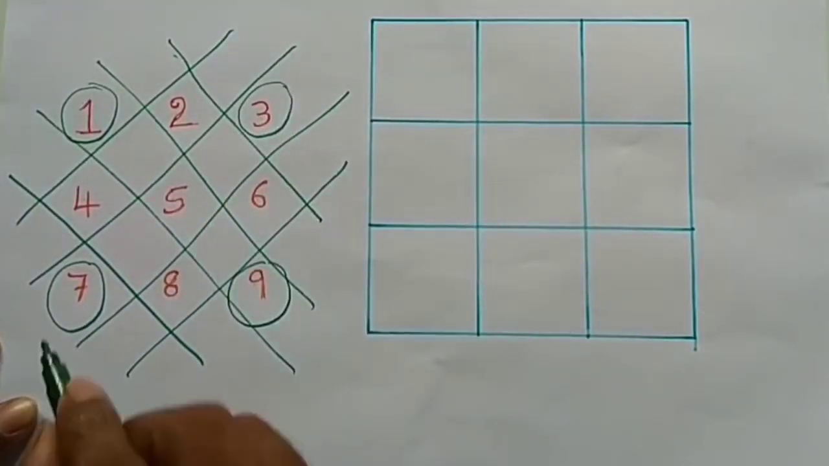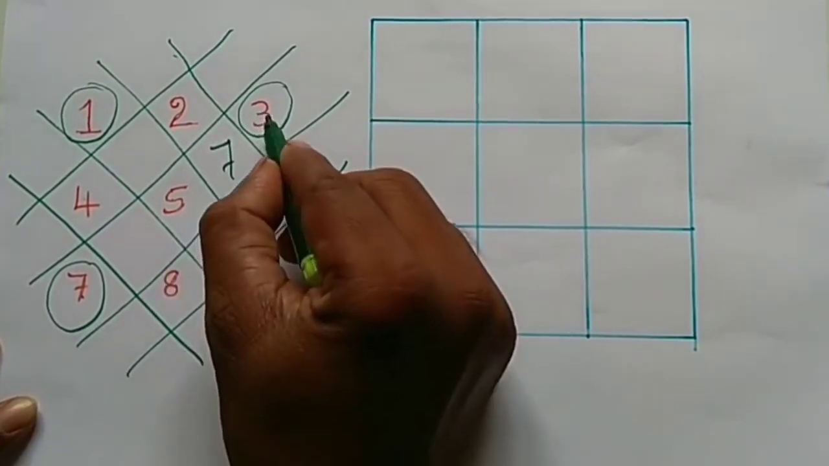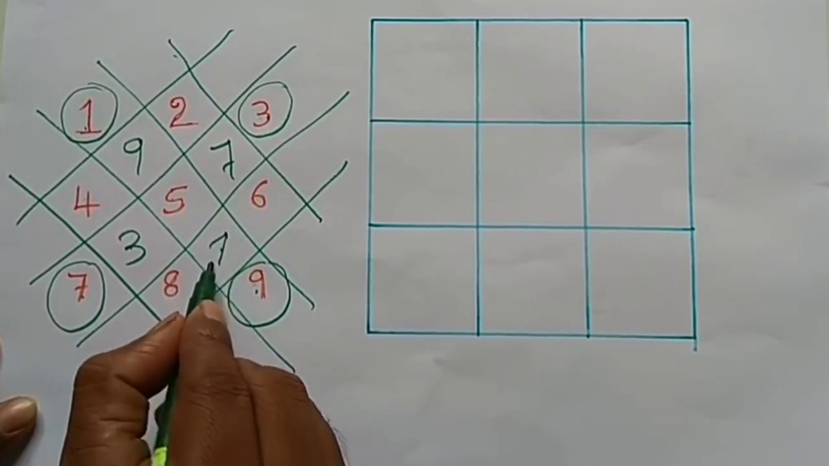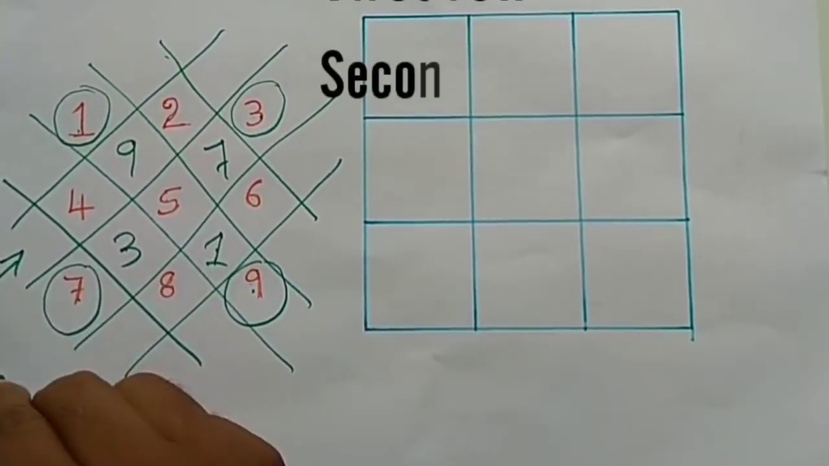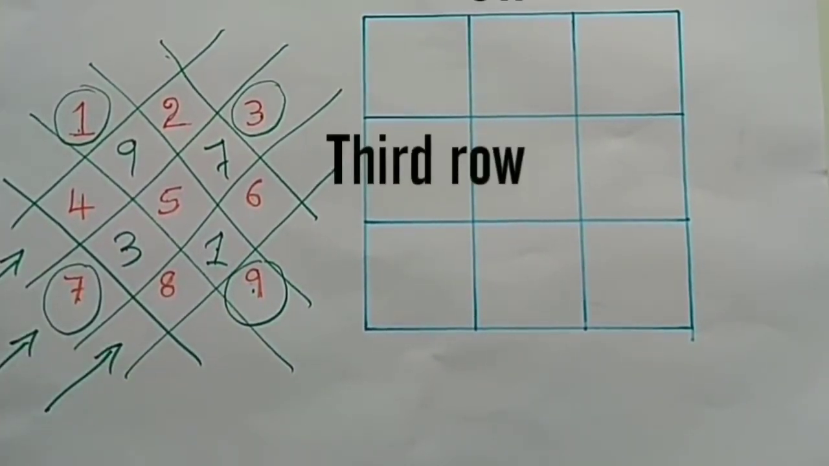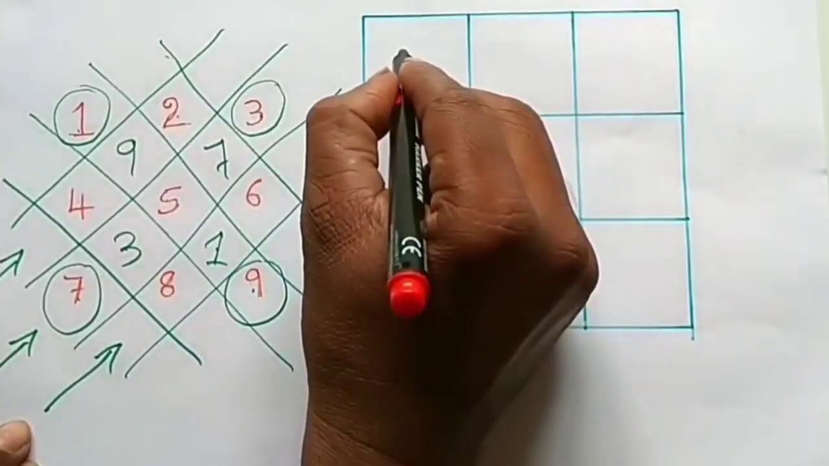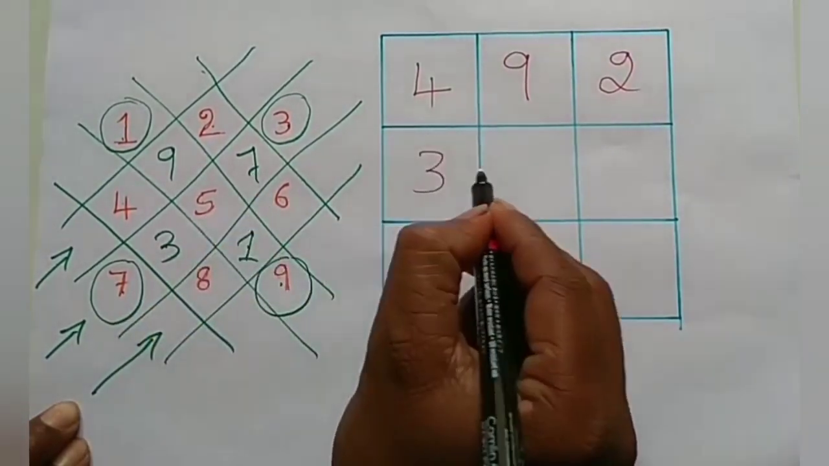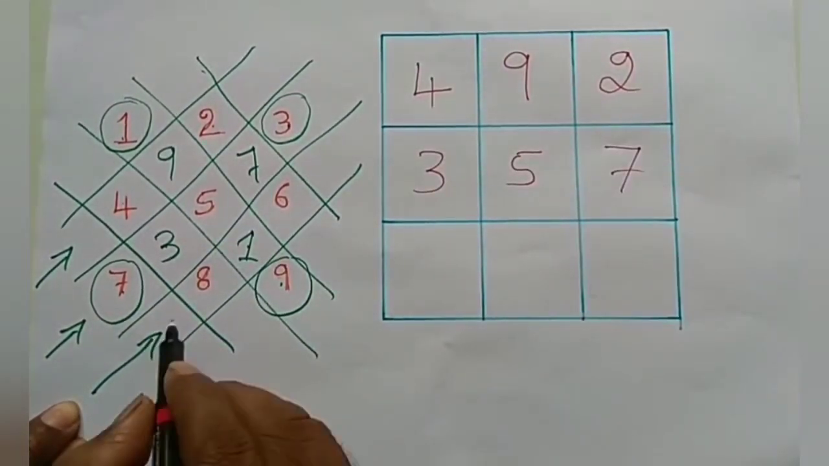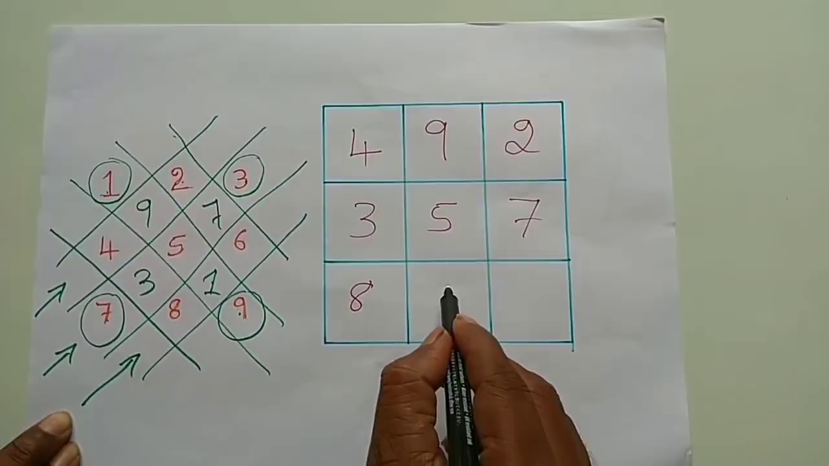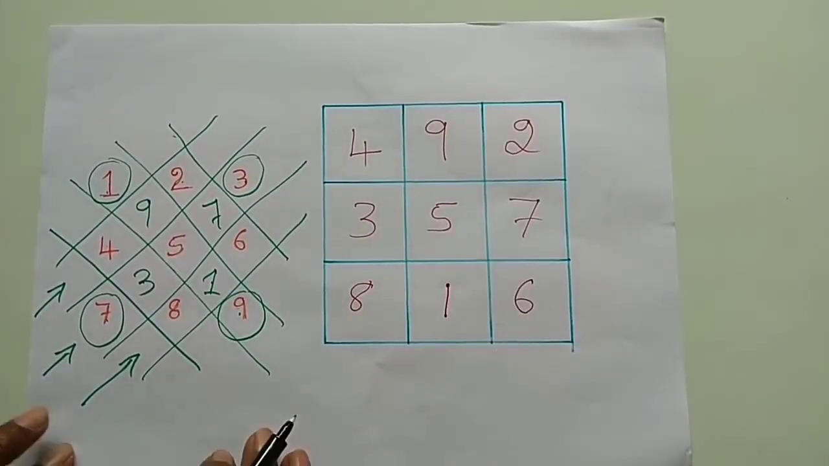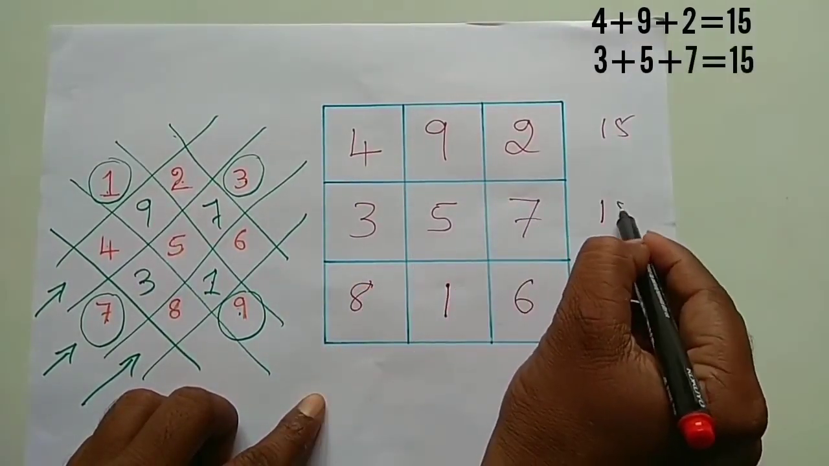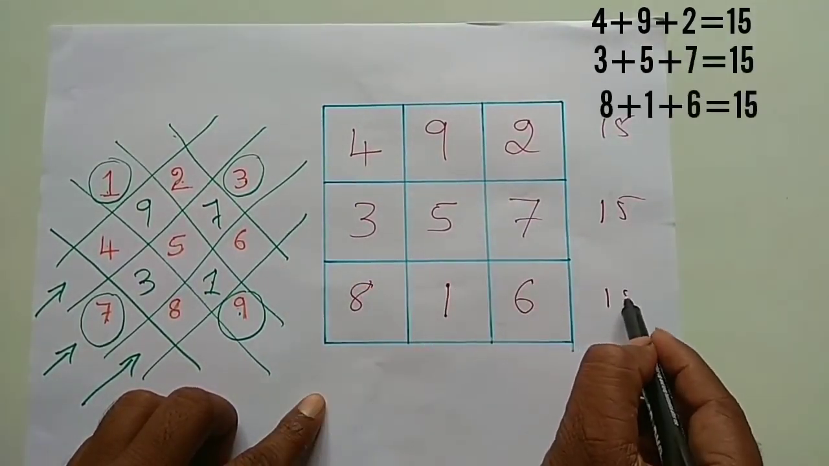Consider first row, second row and third row. First row is 4, 9, 2. Second row 3, 5, 7. Third row 8, 1, 6. Now you must add all the rows and columns and diagonals. You need to get 15. Sum of all rows and columns and diagonals is equal to 15.